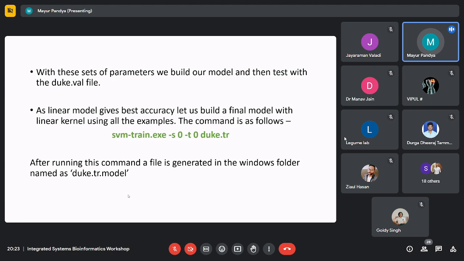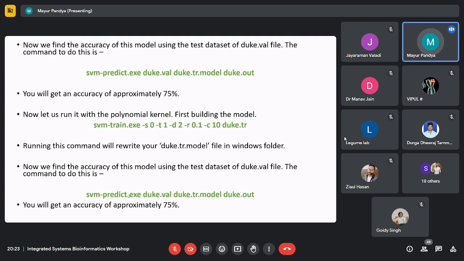Now, if you want to use this model for validation, you have to use svm-predict.exe and duke.val. Along with duke.val, what you have to give is the model file that is created, that is duke.tr.model, and then a separate output file, duke.out. Based on this, it will write all the predictions that the model makes in the duke.out file. As you can see, we got an approximate accuracy of 75% over here.